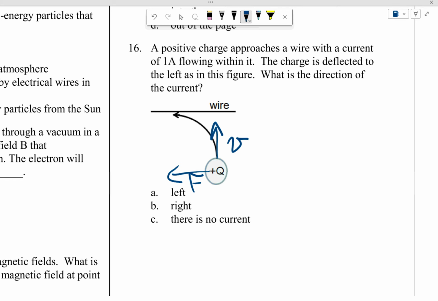And so I need to figure out what is the magnetic field. V is the index, F is my thumb. So my middle finger is into the page. So I know my magnetic field here has to be into the page. And then it's a matter of what current causes that magnetic field. Well, if the current was to the left, well, that would be out of the page. So it has to be then to the right, which would be into the page. So B is the right answer for that one. Okay.